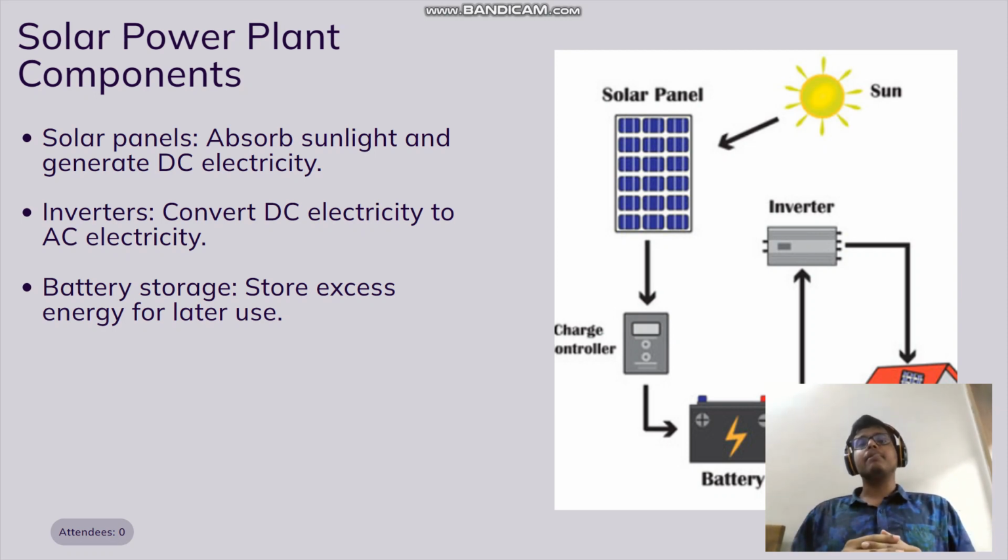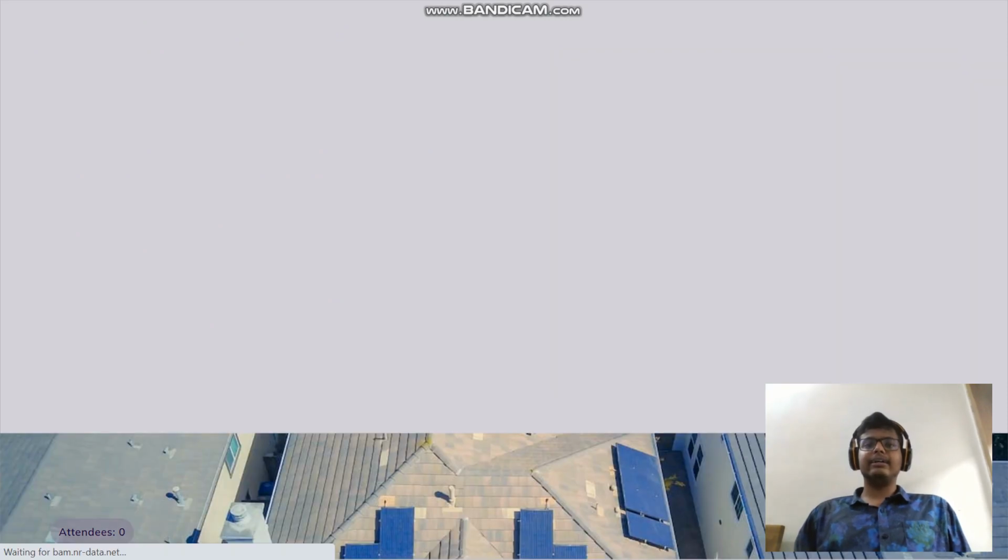Now, the components of the solar power plant are the basis of the power plant. So let's understand them. The solar panel absorbs sunlight and converts the sun's heat energy into electricity. Note we get DC current. Now we need AC current in our home. So this DC current is converted into AC current by using an inverter. Batteries are used to store the excess energy that can be used for later times.